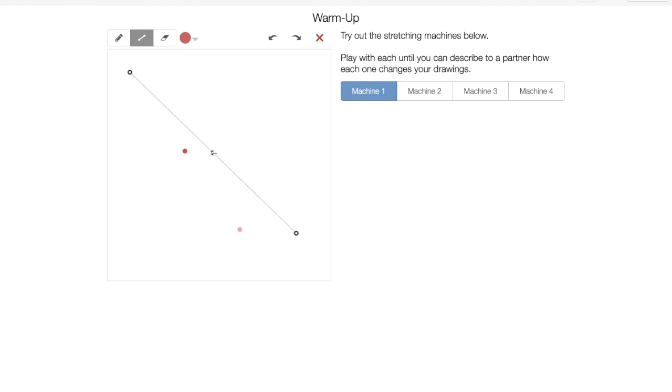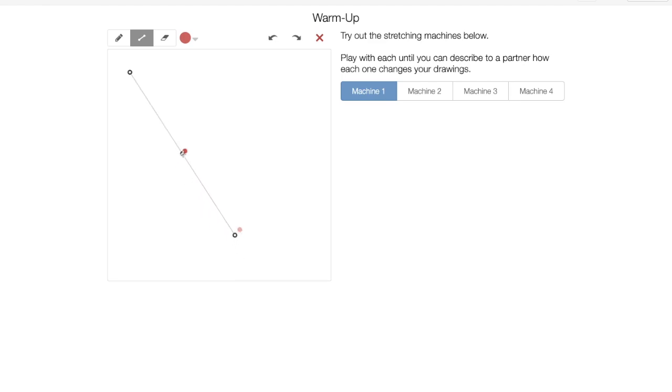I just want you to stop the video and think about what the scale factor is here. Where's the center of dilation, where's the pre-image, and where's the image? Okay, so as you remember, this dot is stationary, it's not moving, this is our center of dilation, and the darker color was our pre-image, and the lighter color was our image.